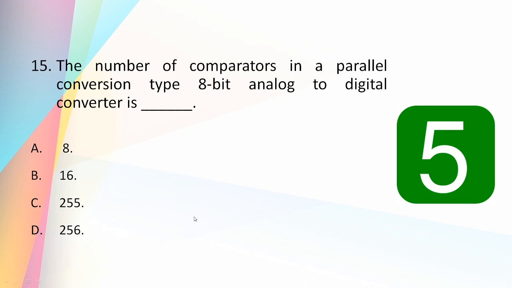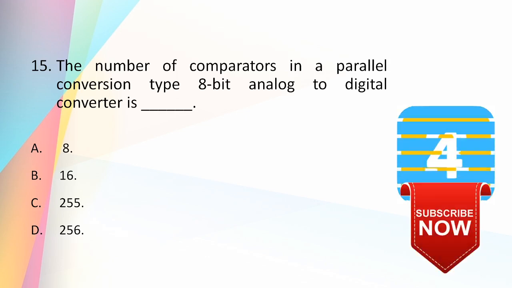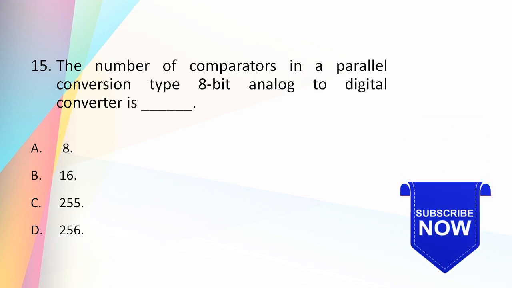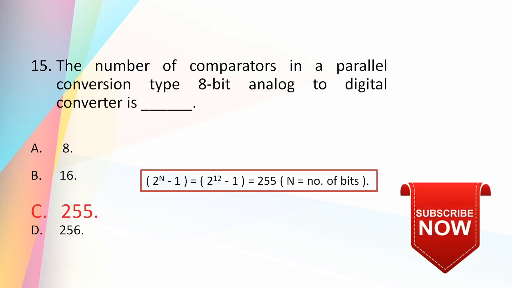The number of comparators in a parallel conversion type 8-bit analog to digital converter is 8, 16, 255, 256. And here you go. And the answer is 255. So the number of comparators is given by the relation 2 raised to N minus 1, where capital N is the number of bits. So here you will get it as 2 raised to 8 minus 1, which is equal to 255.